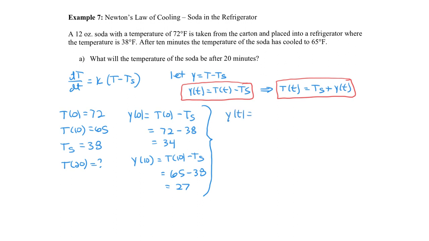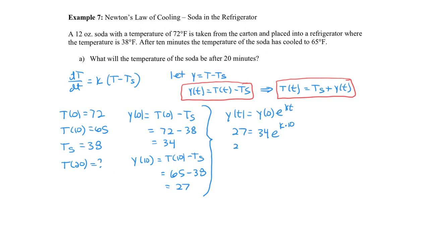y(t) = y(0)e^(kt). So we use that same equation we used before, and now we just plug in some data. So y(0) is 34, and when t is 10 minutes later, our y is 27. So we just plug in the information here. So 27 = 34e^(k·10), and then we solve this for k like we normally would.